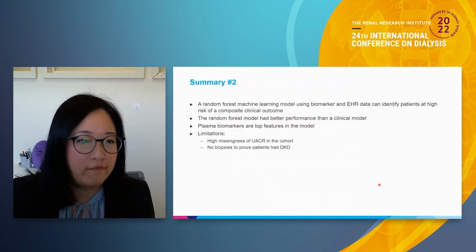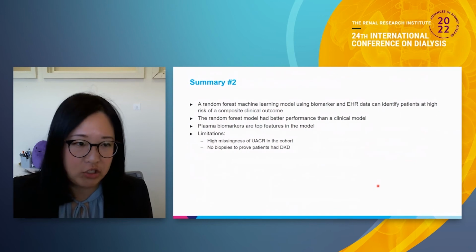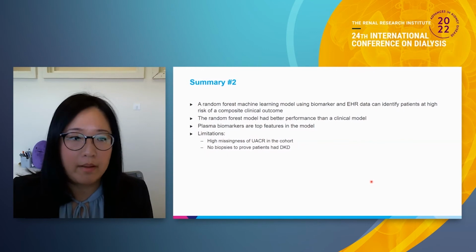So in summary, a random forest machine learning model using biomarker and EHR data can identify patients at higher risk of a composite clinical outcome. The random forest model had better performance than a clinical model, and plasma biomarkers were top features in the model.